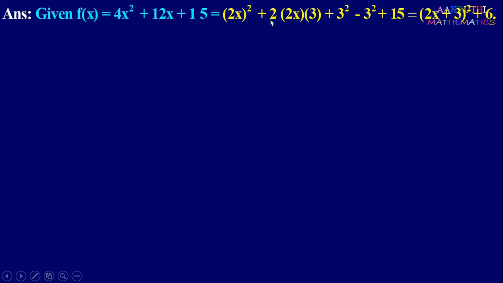So you have to get a square plus 2ab plus b square. Now since here b value is 3, add 3 square, subtract 3 square, and write plus 15 as it is. And the first 3 terms are of the form a square plus 2ab plus b square.